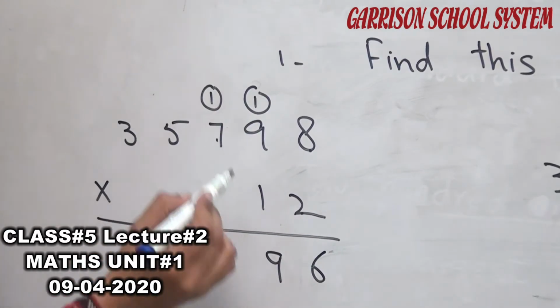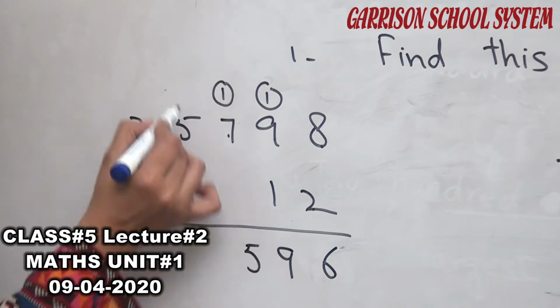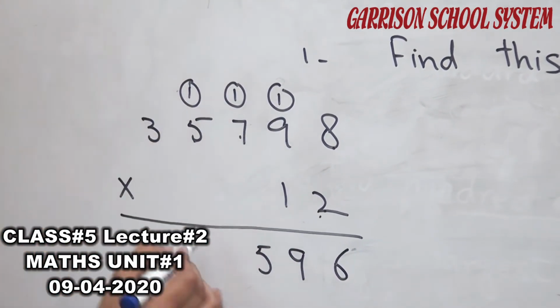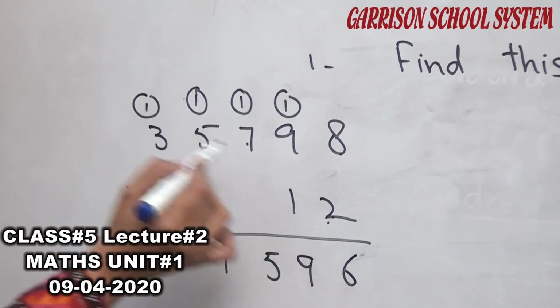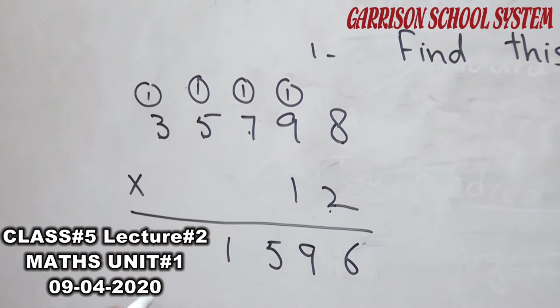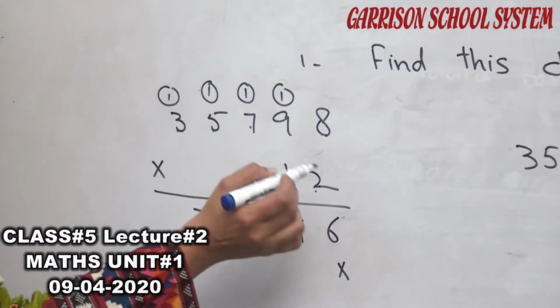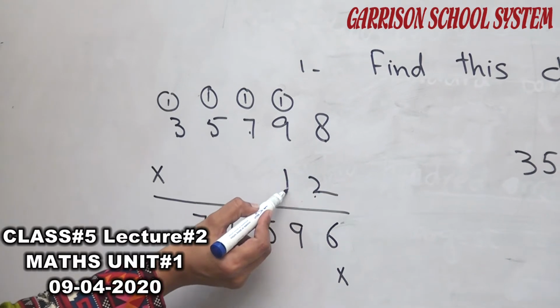2 7s are 14 plus 1, 15, 1 carry. 2 5s are 10 plus 1, 11. 2 3s are 6 plus 1, 7. Now we will put a cross here and shift it to the next digit.